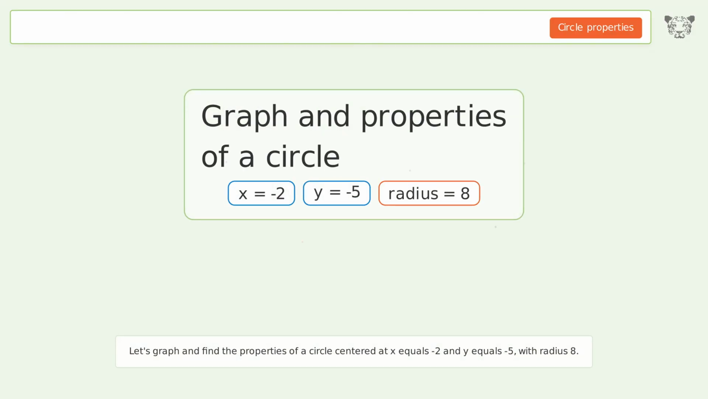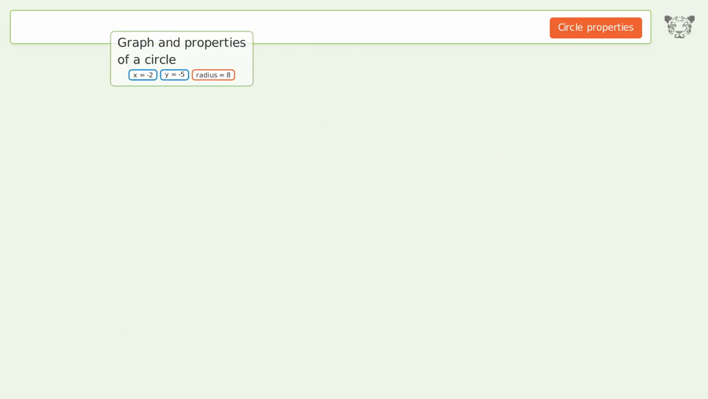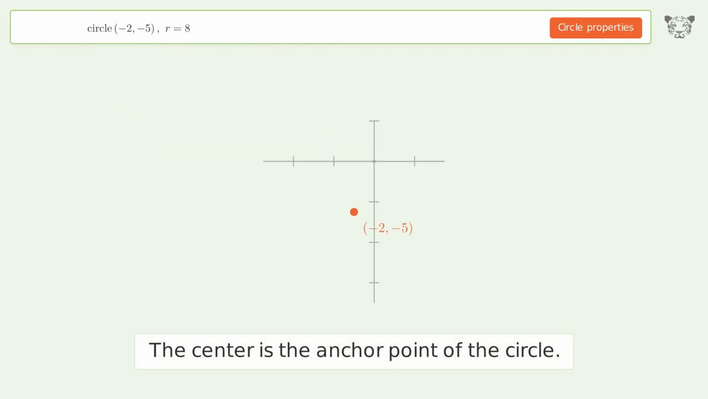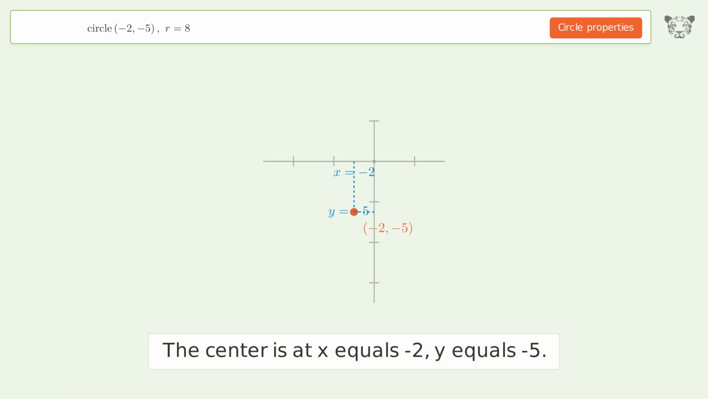Let's graph and find the properties of a circle centered at x equals -2 and y equals -5, with radius 8. The center is the anchor point of the circle. The center is at x equals -2, y equals -5.